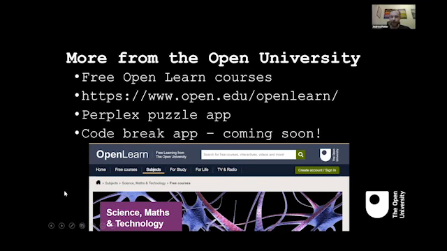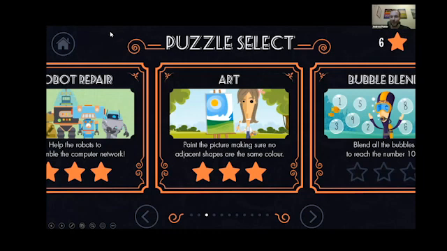If you want to learn more from the Open University, we have loads of stuff on OpenLearn for courses. We also have some puzzle apps, one of which is very, very new, which we're very excited about as well. So maybe Charlotte will say a little bit first of all about Perplex. This is one of our popular puzzles.